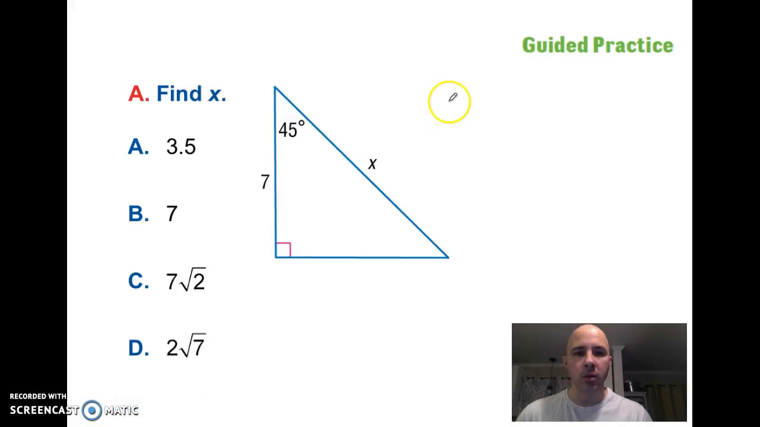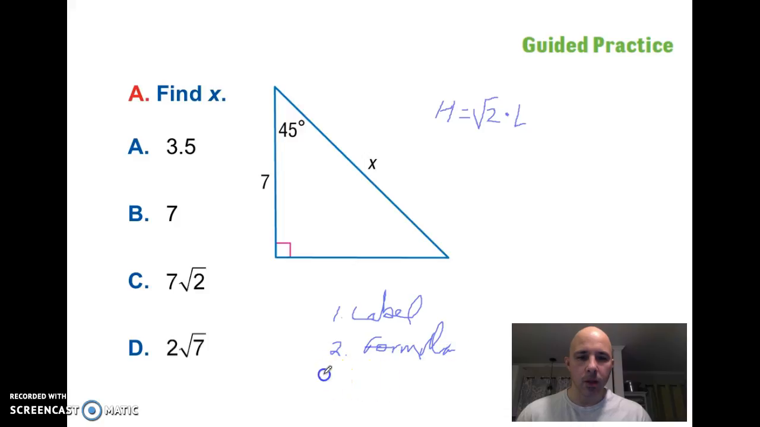label your right triangle. And the definition is H equals square root of 2 times your leg. I know I kind of did that backwards, but put one more little note here. Again, label, always label. And then 2, formula. And then number 3, make sure you substitute and solve. Okay? Good luck, get the right answer, and then move on.